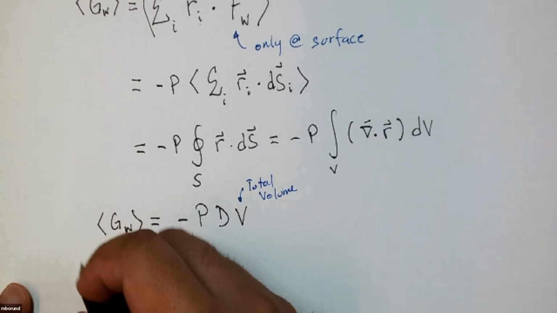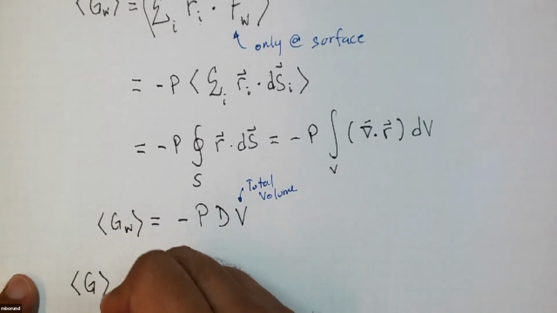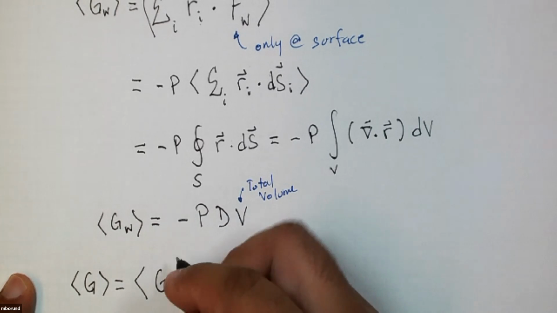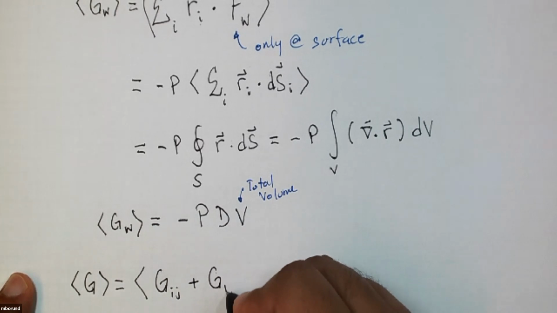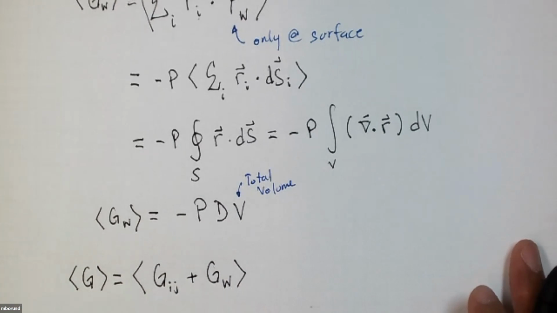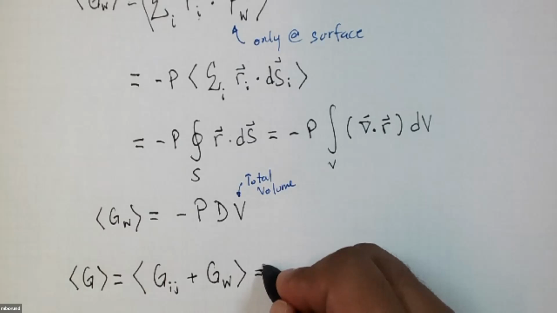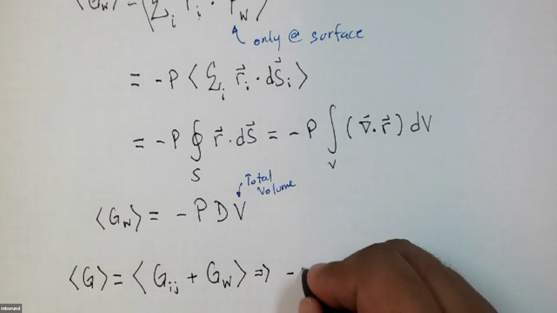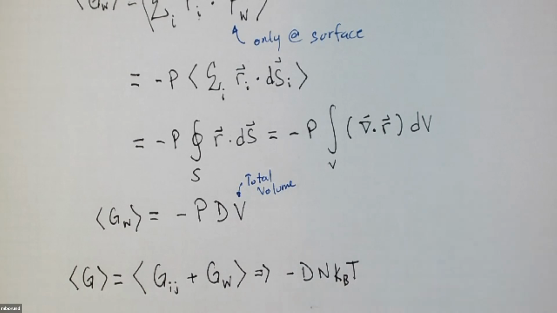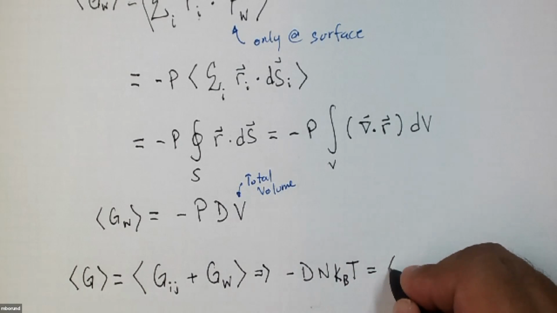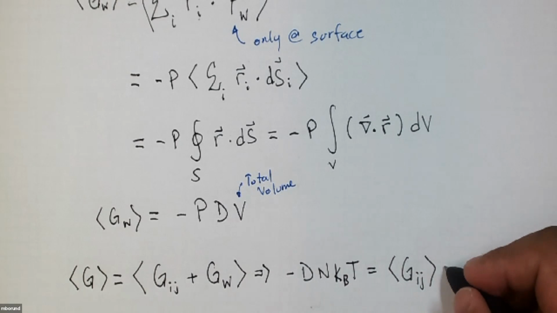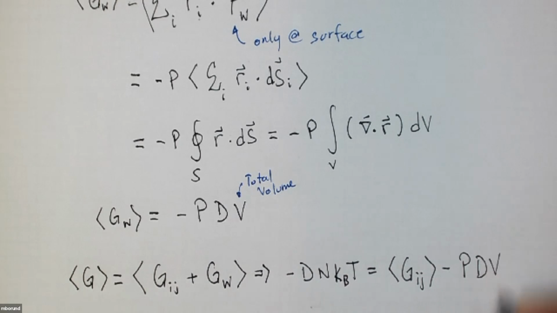So in total, this quantity G average is the one from the particles interacting with each other, plus the one from the particles interacting with the wall. And we can rewrite this as the dimensionality N k_B T is equal to this average G minus this one from the volume.